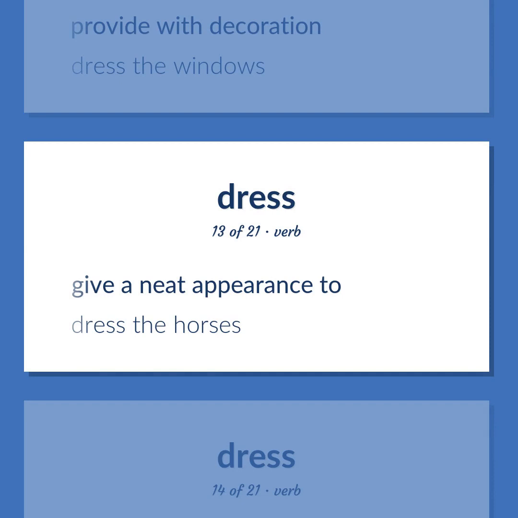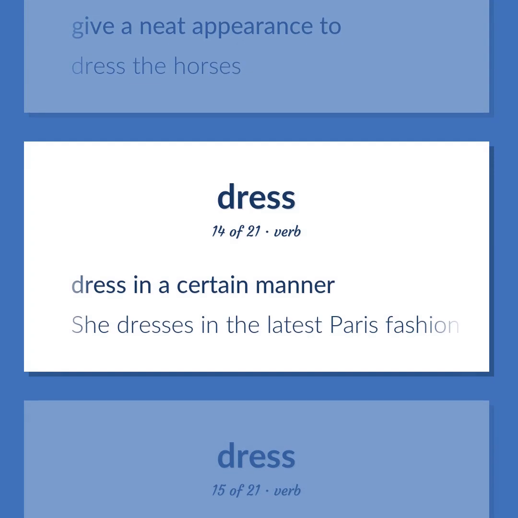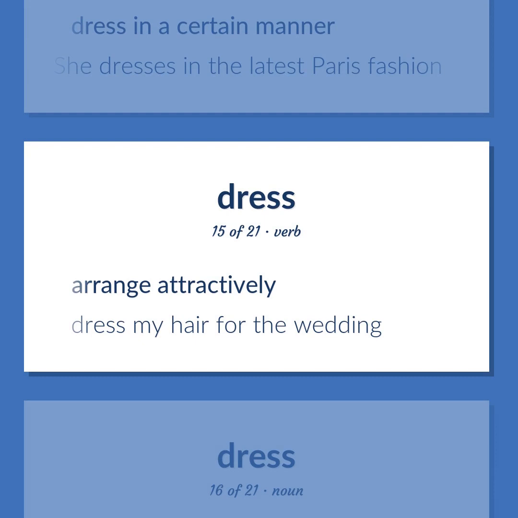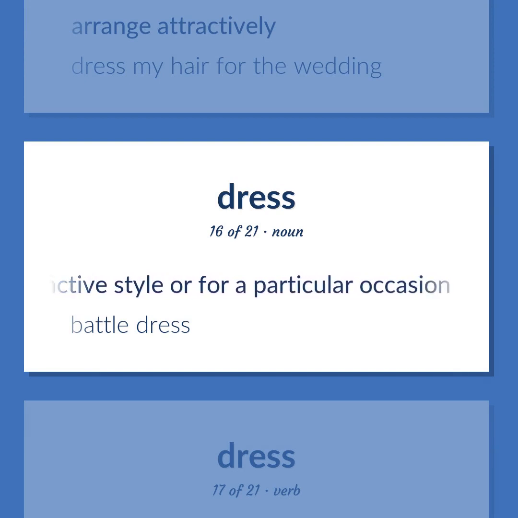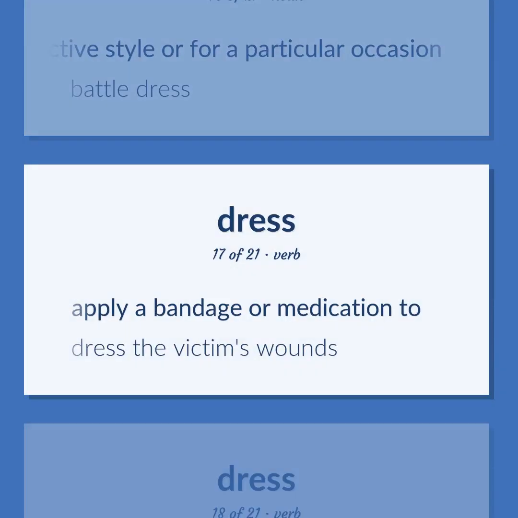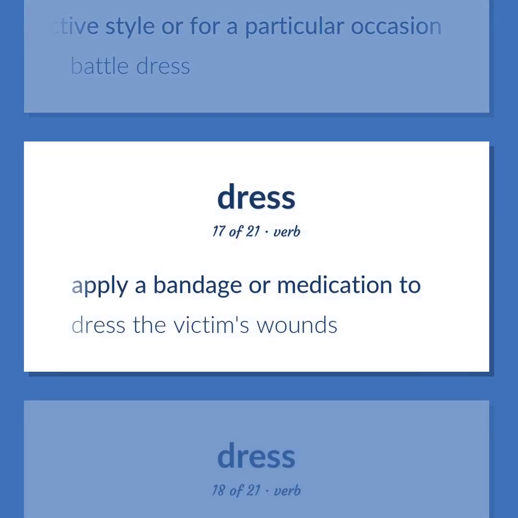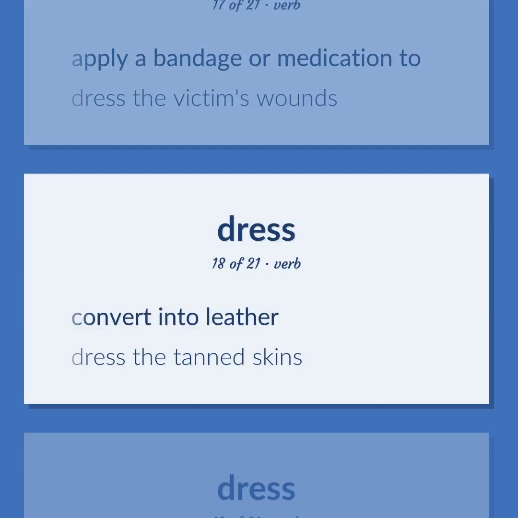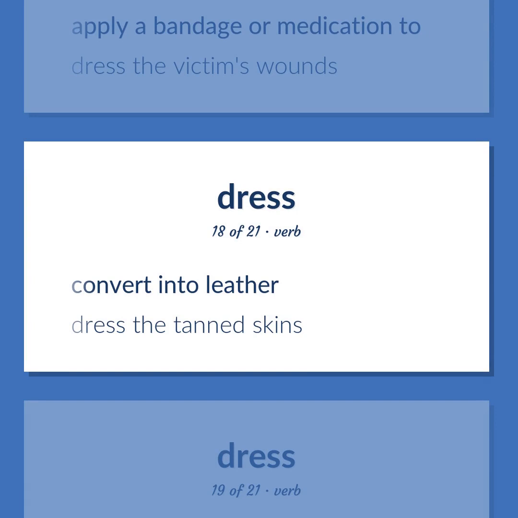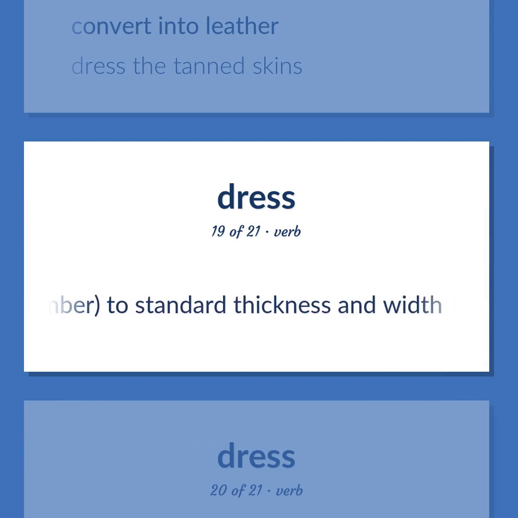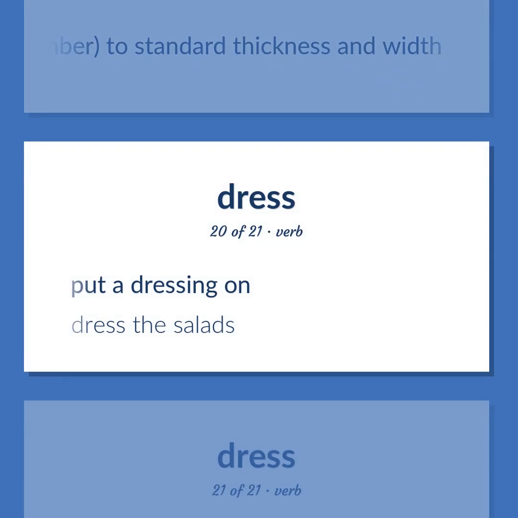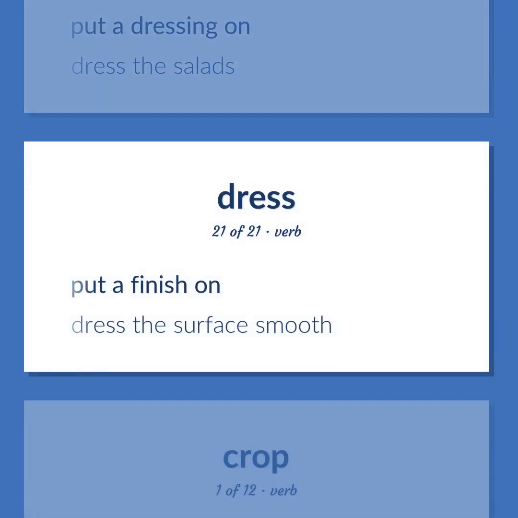Dress the horses. Dress in a certain manner. She dresses in the latest Paris fashion. Arrange attractively: dress my hair for the wedding. Clothing of a distinctive style or for a particular occasion: battle dress. Apply a bandage or medication to. Dress the victim's wounds. Convert into leather: dress the tanned skins. Cut down rough-hewn lumber to standard thickness and width. Put a dressing on: dress the salads. Put a finish on: dress the surface smooth.